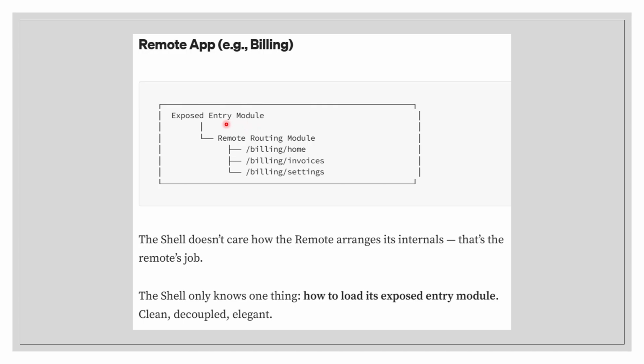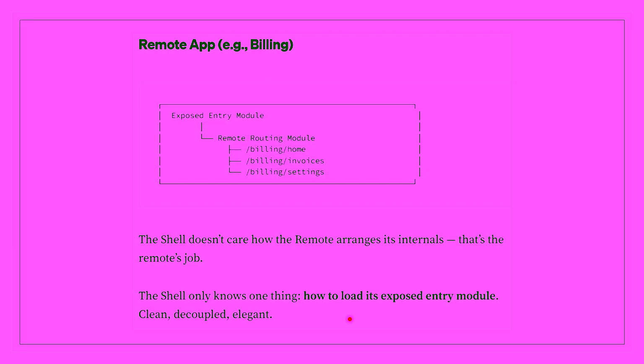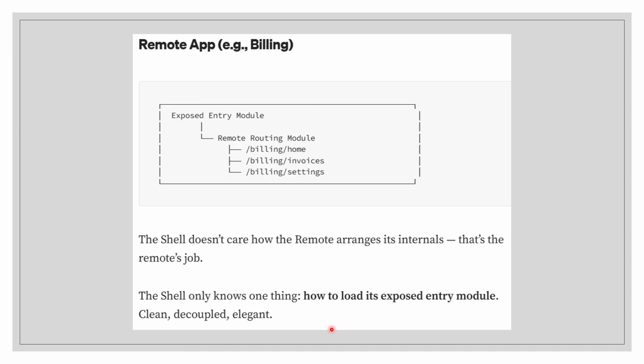Now, how does a remote app look like? See, the remote entry app also has its own routing file. The file will have its own routes to the individual pages. The shell doesn't care how the remote arranges its internals. That's the remote's job, none of the shell's business. What does the shell care for? The shell only knows one thing: how to load its exposed entry module. Clean, decoupled, and elegant. That is the beauty of Microfrontend.